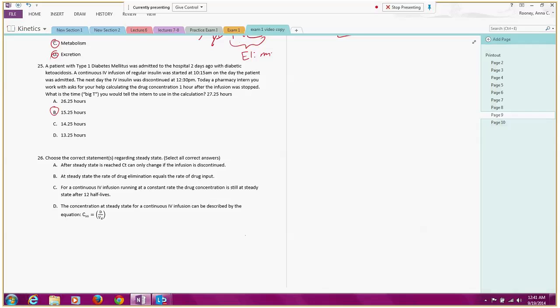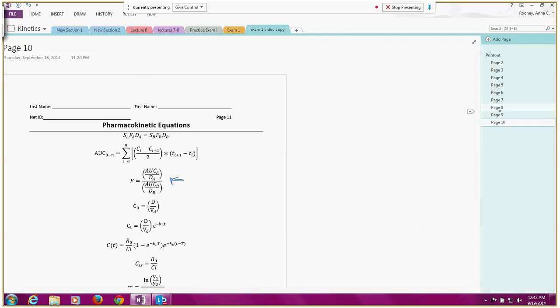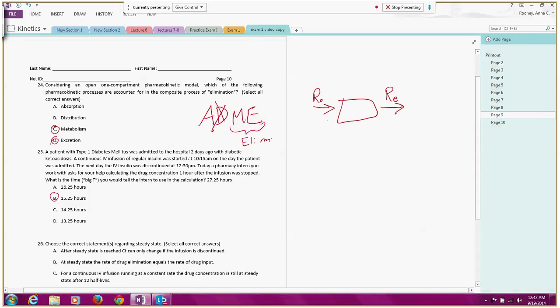All right, so choose the correct statement regarding steady state. Well, after steady state is reached, the concentration can only change if the infusion is discontinued. That is false. Concentration can change if a bolus dose is given as well. Steady state is equal to the drug elimination and the drug input. Yes, because I drew it up here. I was looking for it. So that one is right.